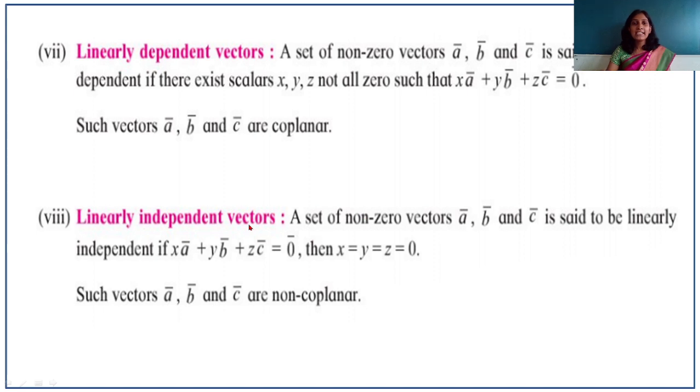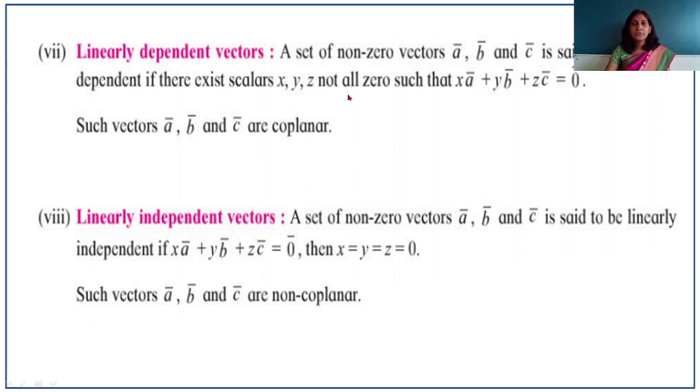And what are linearly independent vectors? A set of non-zero vectors A bar, B bar and C bar is said to be linearly independent if their linear combination is equal to 0, then x is equal to y is equal to z is equal to 0, and such vectors are not coplanar vectors. These are the coplanar vectors, and here these are the non-coplanar vectors. This is linearly dependent, this is linearly independent.